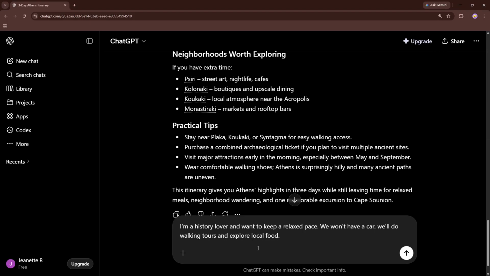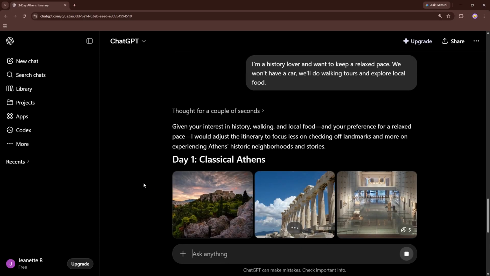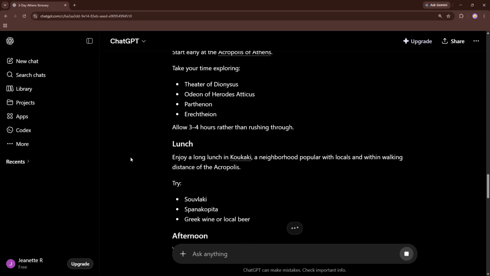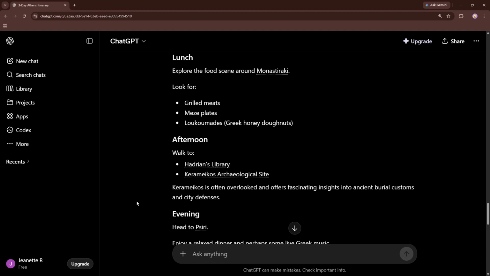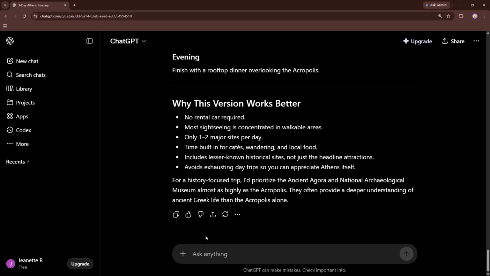Now let's try it again with some preferences. You can see right away that it is modifying the list based on the new context. The second itinerary is much more tailored to my interests and constraints. At the end, it even explains why this version is better. The AI didn't suddenly become smarter. It simply had more information to work with.